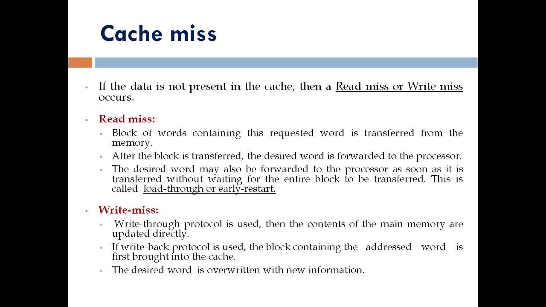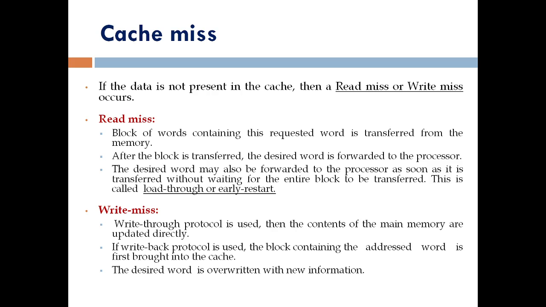If the data is not present in the cache, then it is a read miss or write miss. When the processor wants to fetch data from the cache memory and that data is not there, then it is a read miss. In the same way, when the processor is not able to perform a write operation in the memory, that is a write miss. So how do we overcome this read miss and write miss?